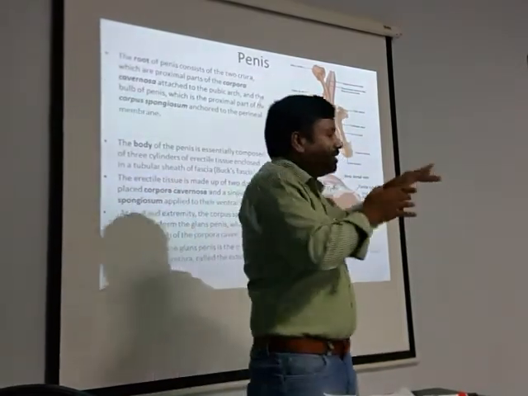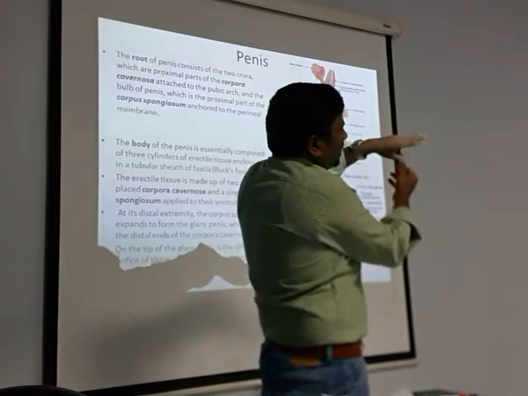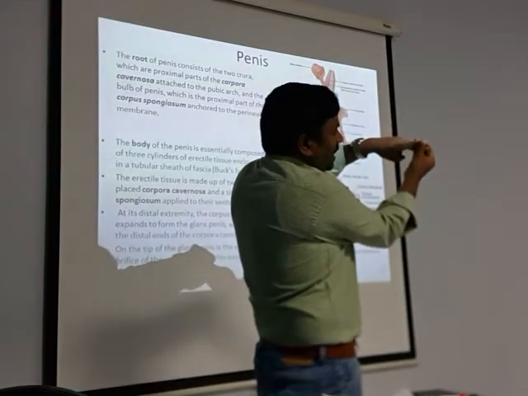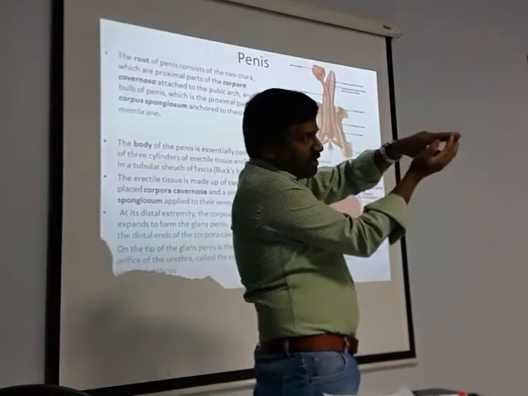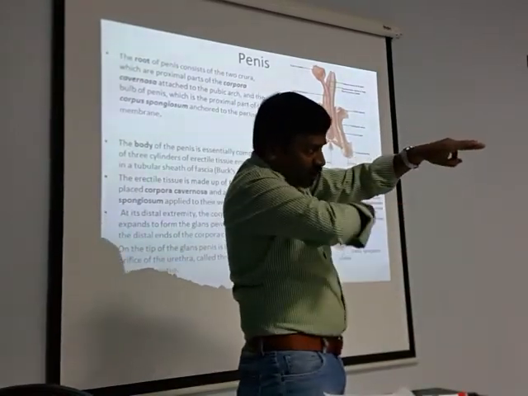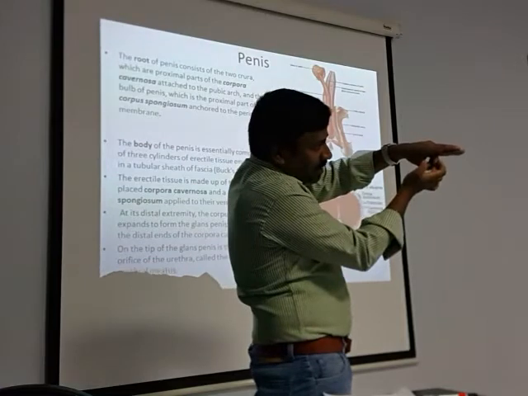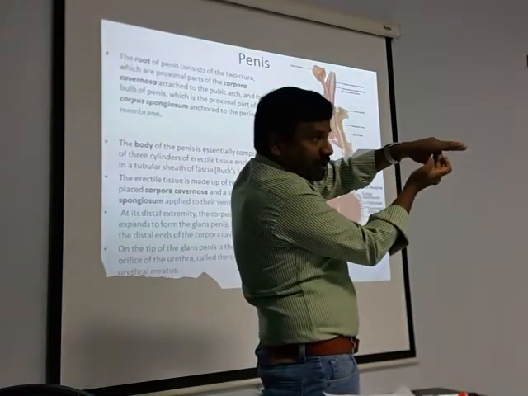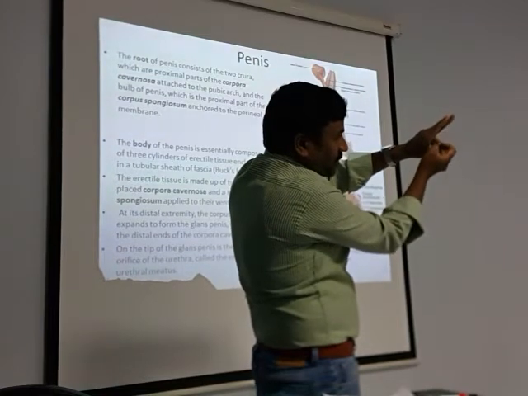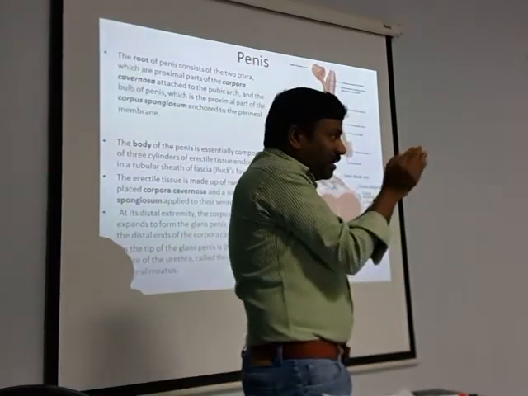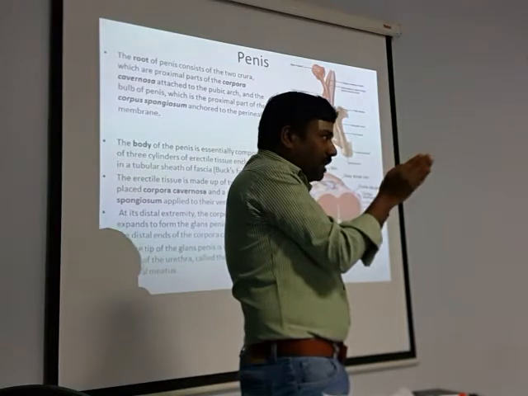So it is like this. See here, these are 2 cylinders on the dorsal side. This is the corpus spongiosum. These are 2 corpora cavernosa. So when you go to the proximal side, towards the root, the corpus spongiosum comes to the middle. Clear? So the proximal part of the corpus spongiosum is expanded like a bulb. You know the bulb?